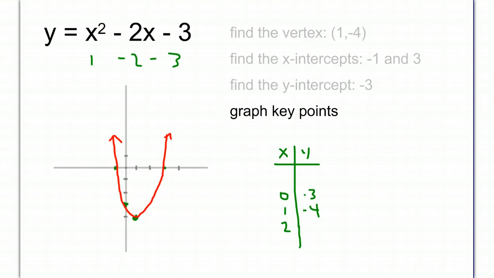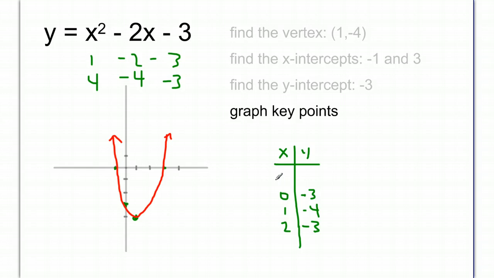And I'll have my 2. And when I plug my 2 in, I have 2 squared, which is 4. And then I have 2 times a negative 2, which is negative 4. And then I just have a negative 3 constant at the end. So 4 minus 4 is 0, minus 3. My answer is going to be negative 3. And as you can see a pattern emerging here, it follows the same pattern we have here.